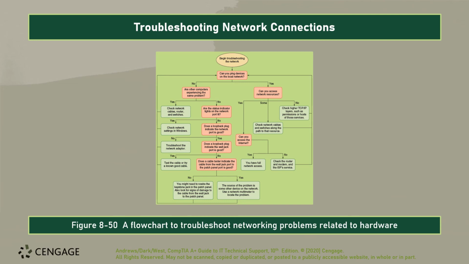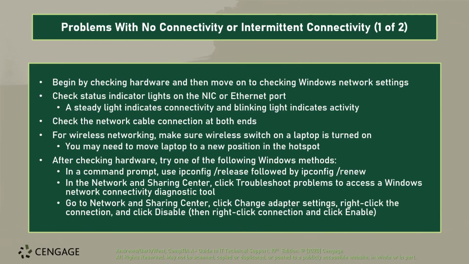And here's a handy little flowchart to troubleshoot networking problems related to hardware. We want to start basic. Try ping, try more than one device. If it's just you versus just the network, that's a big difference. What can we access? Have we tried a loopback plug? Have we tried a cable tester? Etc. We want to start from least invasive and work our way up.